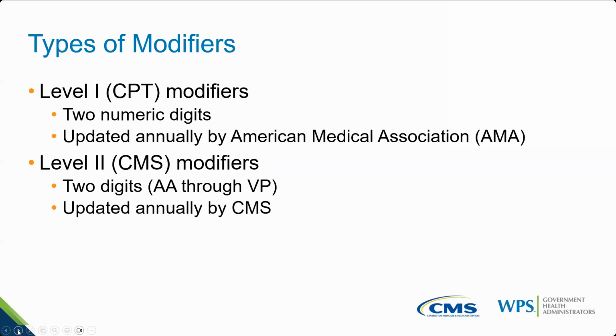Level 2 modifiers are alphanumeric or have 2 letters within the range that you see listed here. They are recognized nationally, but they may not be recognized by all payers. They are also updated annually, but this time they're updated by CMS, the Centers for Medicare and Medicaid Services. So we have CPT modifiers and we have CMS modifiers, known as Level 1 and Level 2, respectively.